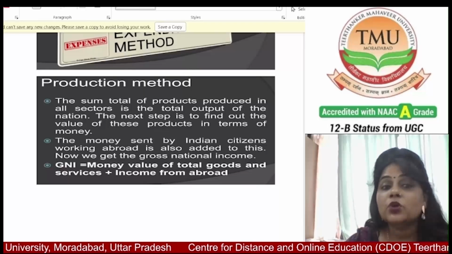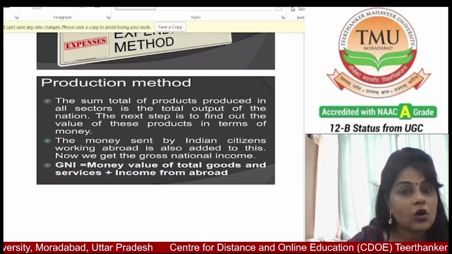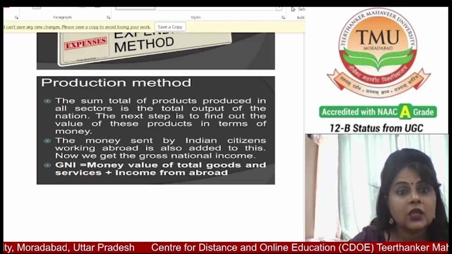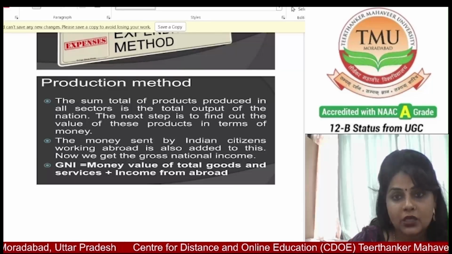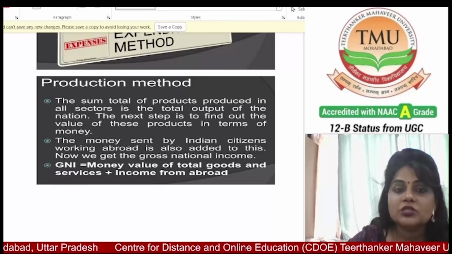But exports are not separately included. If the value of sales is already given, the value of exports is not included separately in the value of output. In the case of an economy, the value of sales includes both exports and domestic sales.